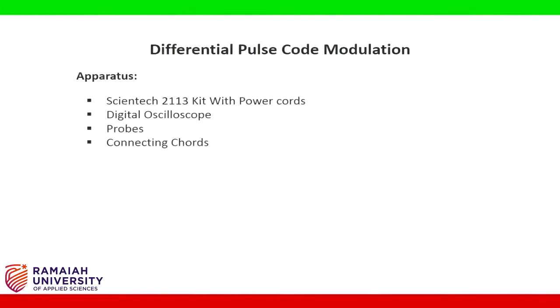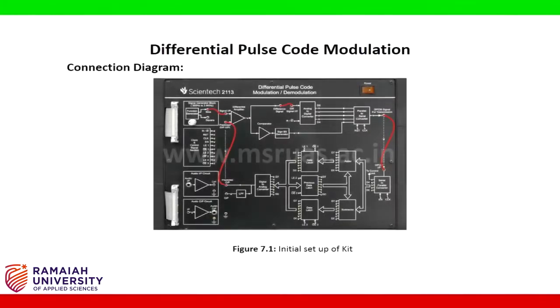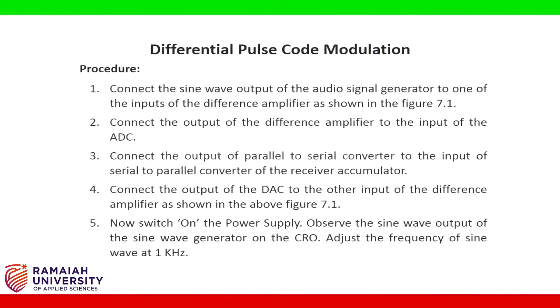The apparatus required are Syntec 2113 kit with power cords, digital oscilloscope, probes and connecting cords. The connection diagram is as shown. The procedure is: connect the sine wave output of the audio signal generator to one of the inputs of the difference amplifier as shown in figure 7.1. Connect the output of the difference amplifier to the input of the ADC.